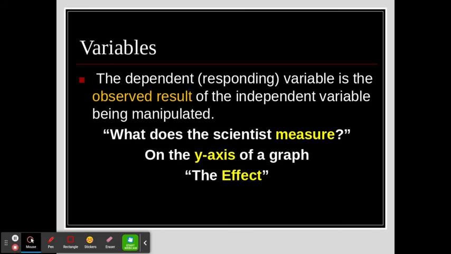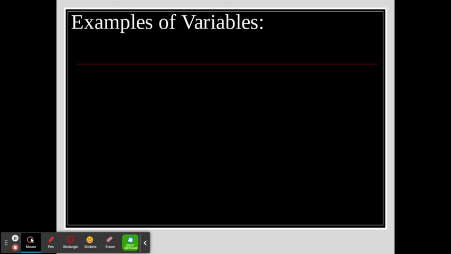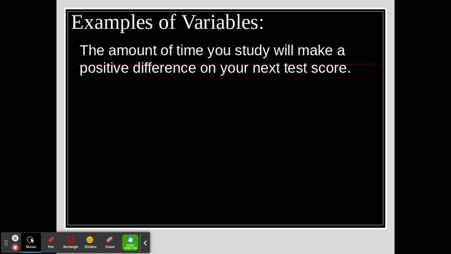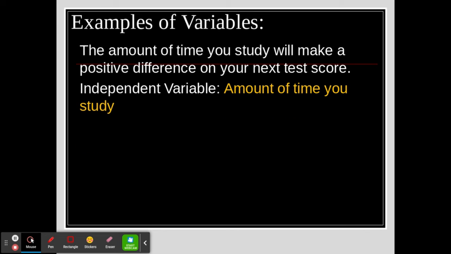It's on the y-axis on the graph, which is up and down, and it's going to be the effect. So these are some examples. The amount of time you study will make a positive difference on your next test score. So your independent variable, what are you as a scientist going to change? It's the amount of time you're going to study. You're going to spend lots and lots of time to study to be successful on your science test. The dependent variable is, what are you measuring? Well, in this case, you're measuring what your score is going to be on that next test. So that's your independent and dependent variable.